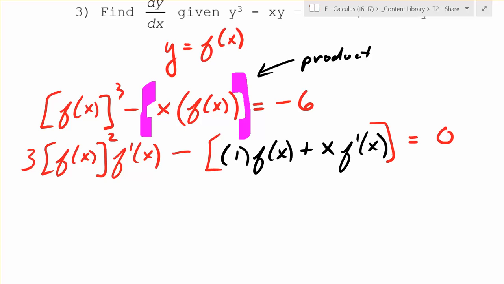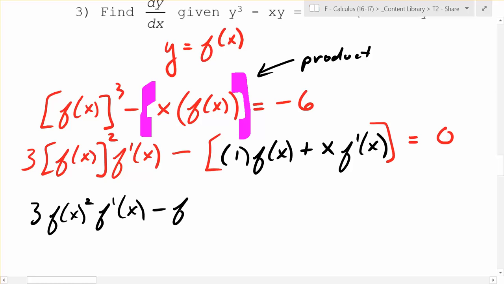So what could we do first? I would see that negative sign. Do you see how I put brackets around the whole thing? Is that really important? Super important because you're subtracting the derivative of the whole thing, not just the first term. So I would literally write 3 f of x squared f prime of x minus, in brackets, f of x plus x f prime of x, equals 0.